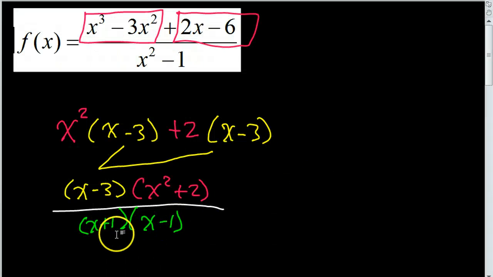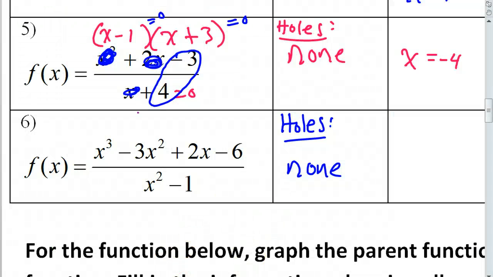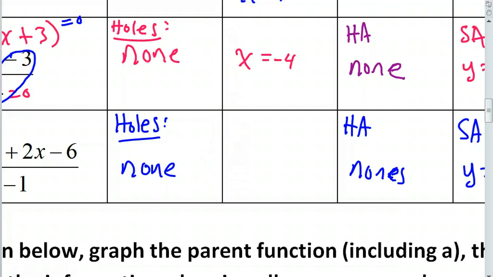Okay. Now, as far as the vertical asymptotes, both of these factors in the denominator are going to deliver a vertical asymptote. So I'm going to get vertical asymptotes from both of these. That's why my vertical asymptotes are going to be x equals negative 1 and x equals positive 1. Okay? Any questions so far?